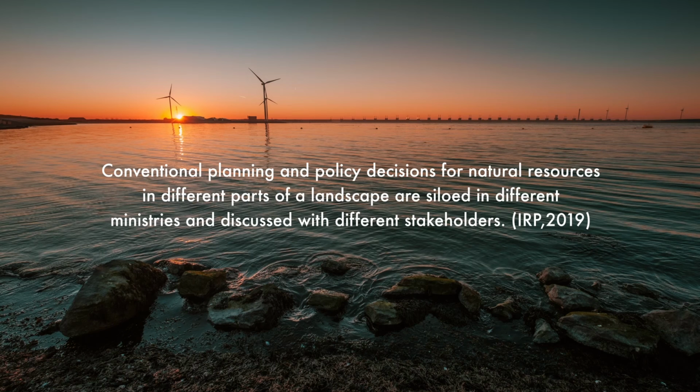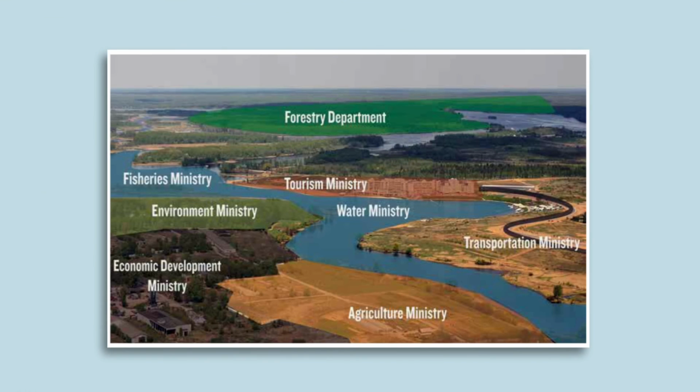Even your conventional planning and policy decisions for natural resources in different parts of a landscape, meaning watershed, are siloed in different ministries, discussed with different stakeholders, and by implementing a proper watershed management program in an integrated way, all the different ministries will be able to coordinate with each other for achieving the goals. Here you will find, as you know, when you talk about watershed, you talk from the upstream to the coastal area. When we have a particular integrated watershed management program, the ministries of forestry, transport, water, agriculture, economic development, finance, environment, and fisheries will work together.